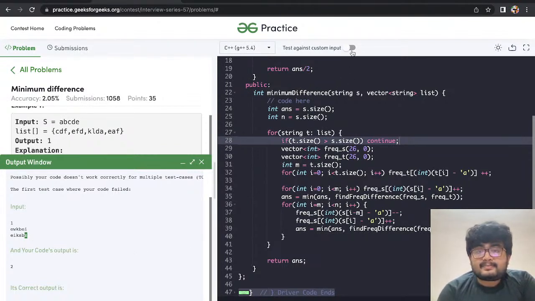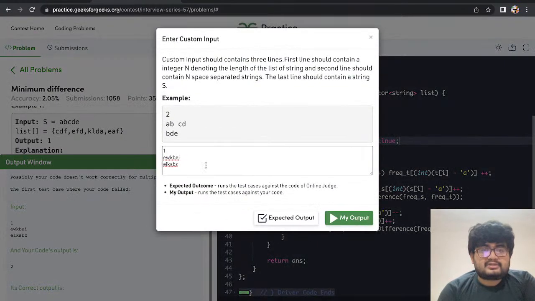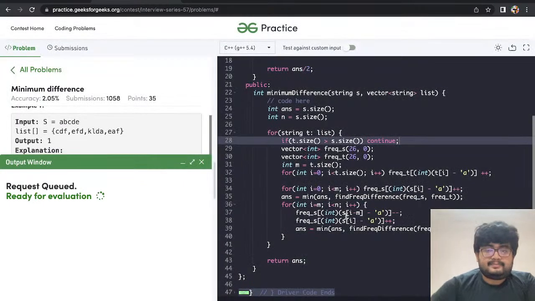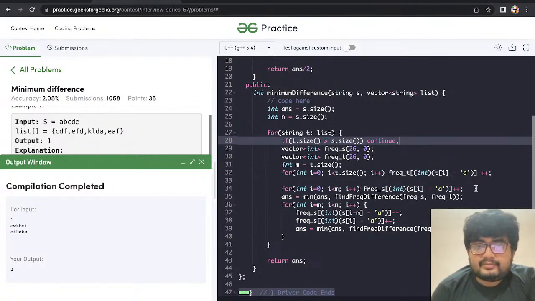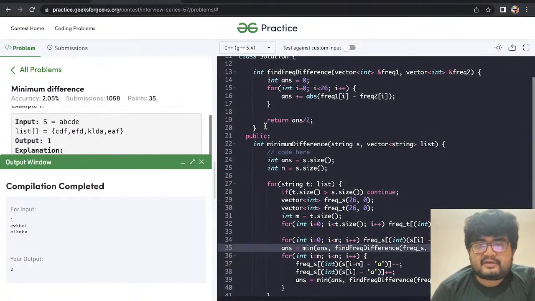So let's see why our code is not working in this case. EIK SBZ, EWK PEI. Let's print my output. My output is printing 2. Why is it printing 2? Let's see. Only one string will be there, and I think there will be only one window. M is 6, so it should be okay. I equals to M, and okay, let's have a method called print frequency.